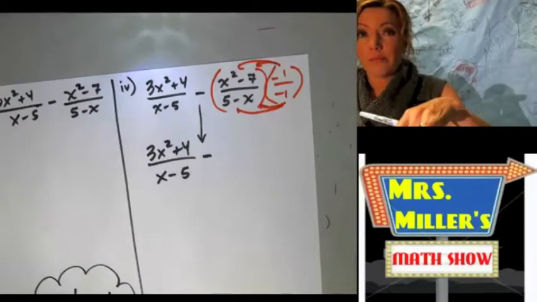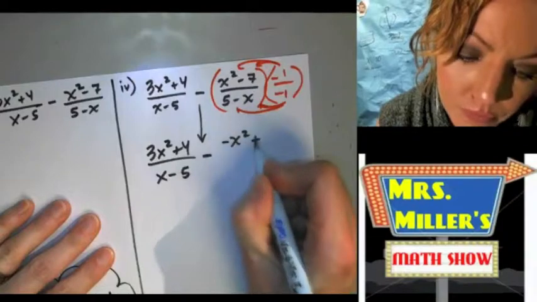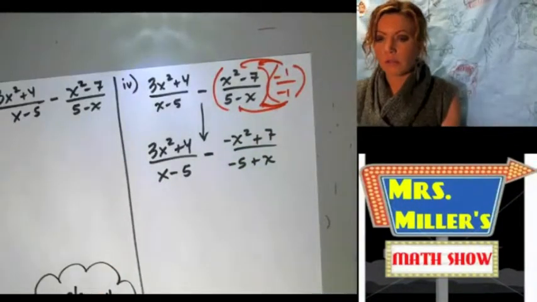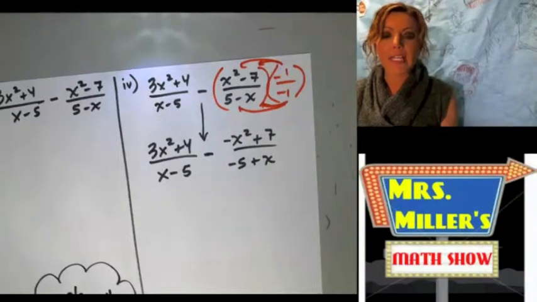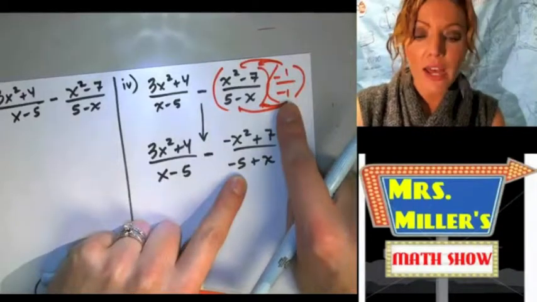Now, can somebody tell me when I multiply the -1 through what I get? Sloan? Negative x squared plus 7 over x minus 5. Okay, I'm going to write it this way. Everybody give it up for Sloan. Bear with me. I'm writing it this way for a reason. 5 times -1 is -5. Negative x times -1 is positive x.